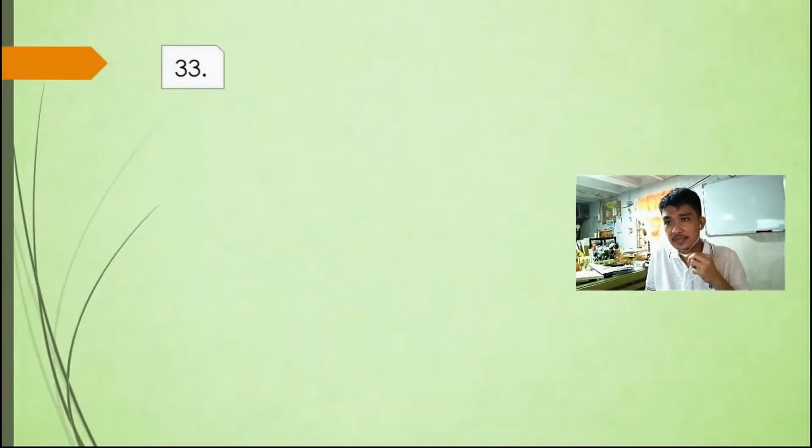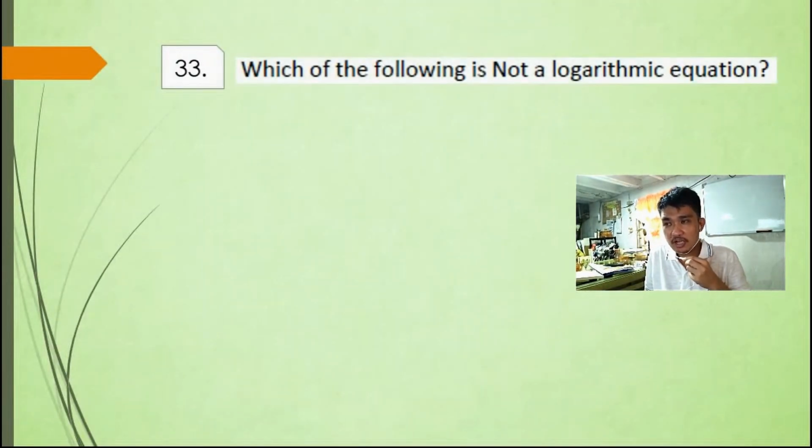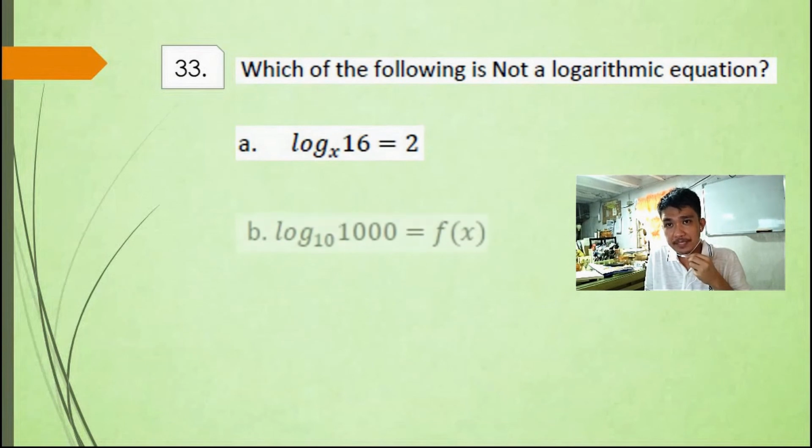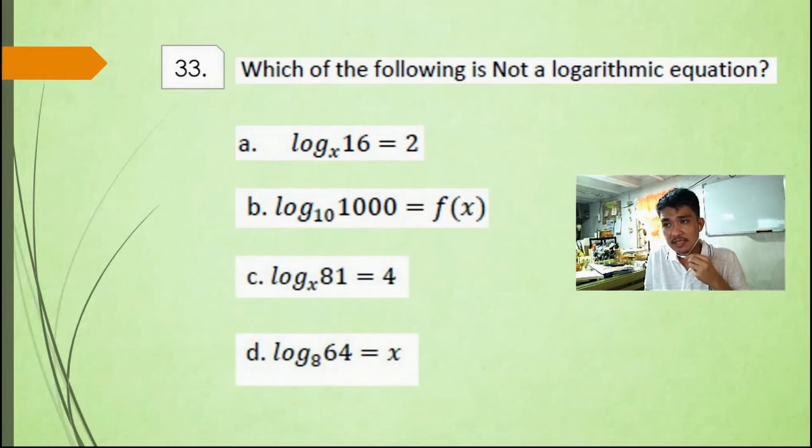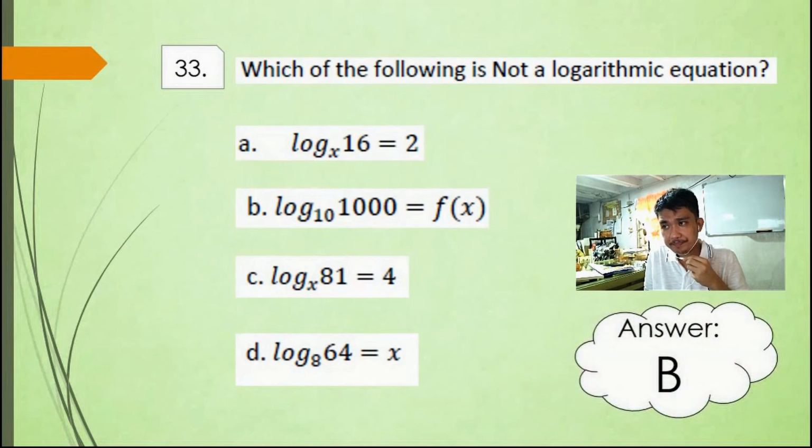Number 33. Which of the following is not a logarithmic equation? Letter A. Log base x of 16 is equal to 2. Letter B. Log base 10 of 1000 is equal to f of x. Letter C. Log base x of 81 is equal to 4. Or letter D. Log base 8 of 64 is equal to x. Now the answer is letter B.